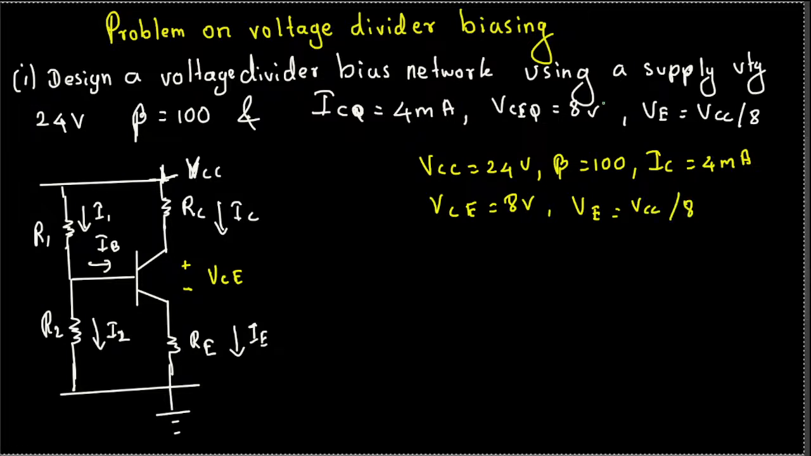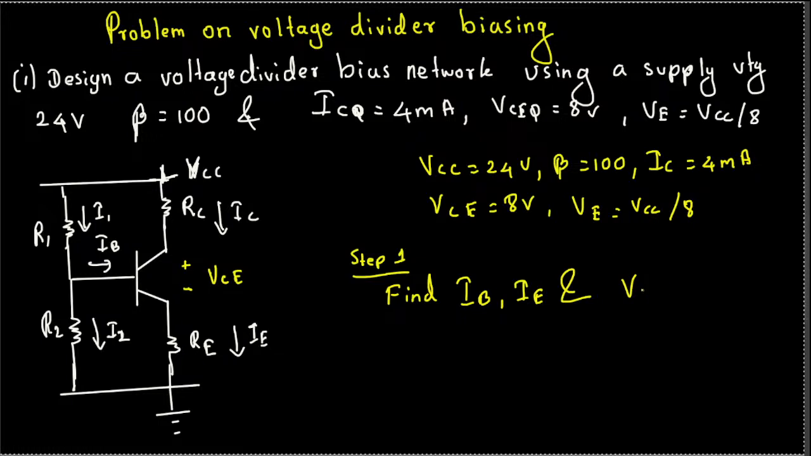Okay, the first thing we can do, let's call this step 1. The IC current is provided, we don't know IB and we don't know IE, but we can find both of them. So step 1: find IB and also the emitter current IE. At the same time we can find VE as well, because that is VCC divided by 8, and VCC is already there.